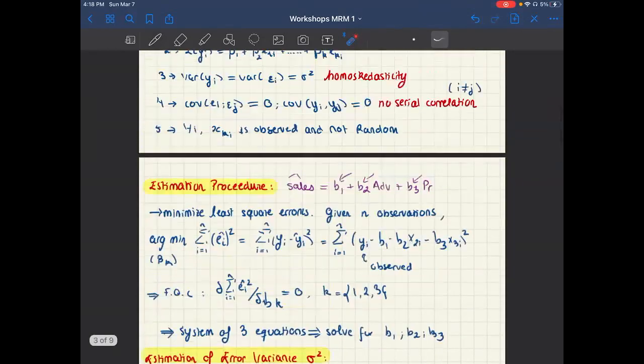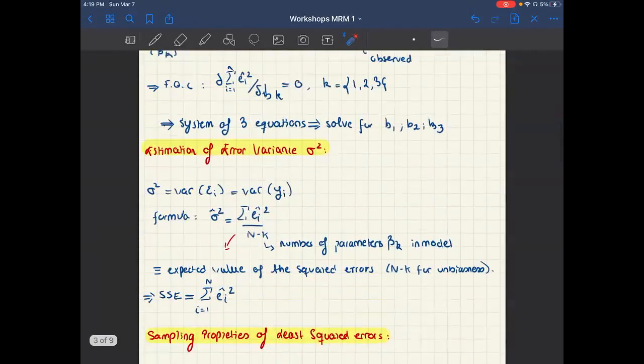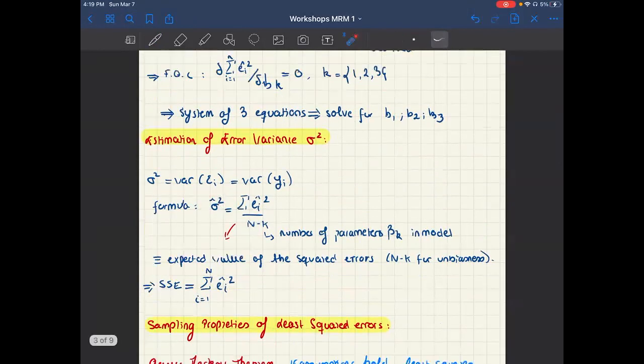So in our example, when we had sales is equal to beta 1 plus beta 2 advertising plus beta 3 price, well, we had 3 parameters, so k would be 3. In the simple regression model, k would be 2. So that's how you would estimate sigma squared, and we will just write it as sigma hat squared.